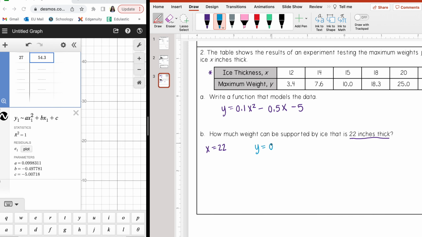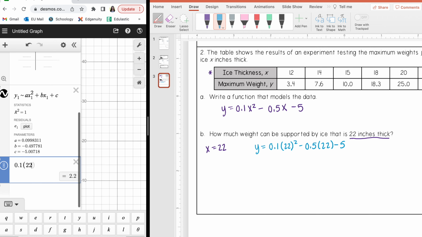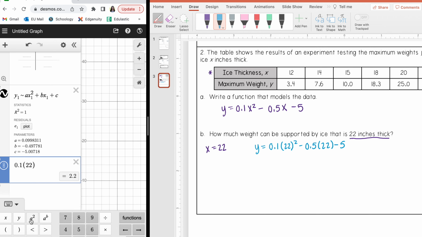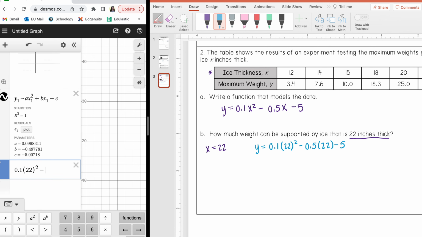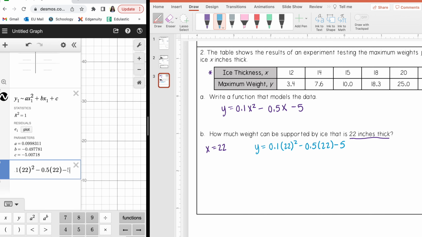So I have Y equals 0.1 times 22 squared minus 0.5 times 22 minus 5. And I can actually type that whole thing over here in Desmos. So I have 0.1 times 22, the square button, minus 0.5 times 22 minus 5, and I get 32.4 tons.